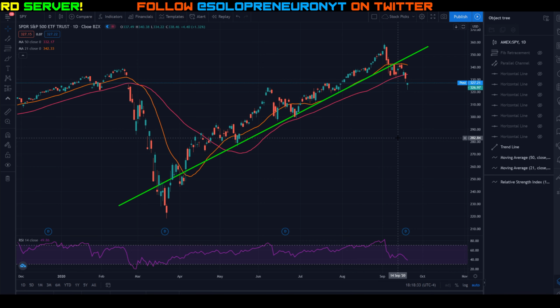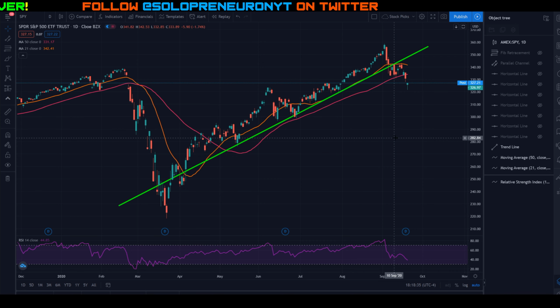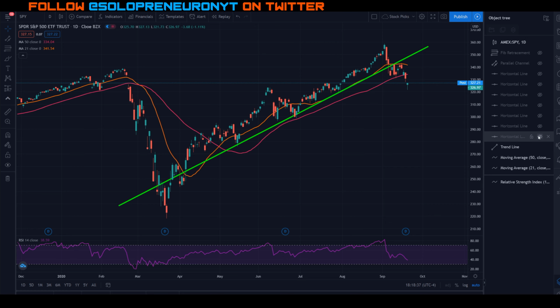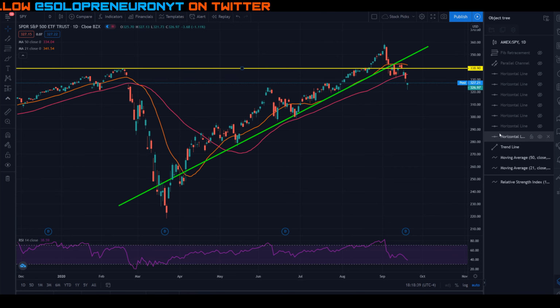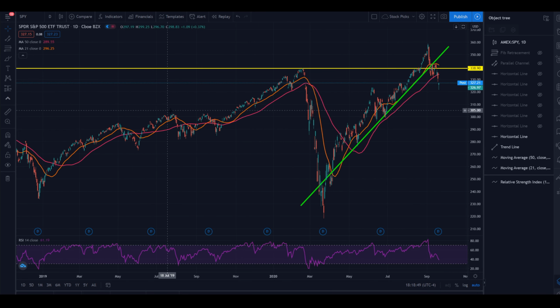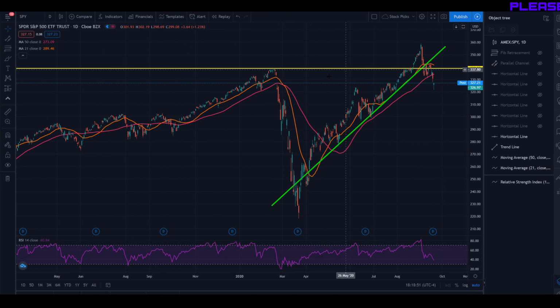But my next step was, where are the areas of support and resistance? So I started identifying trend lines, and the first one I saw was here, because that was the area of pre-illness highs around 338, 339, 340-ish. And so as we zoom out, you can see that was the all-time high pre-illness.